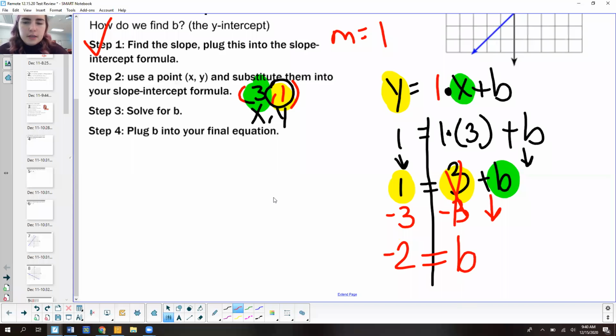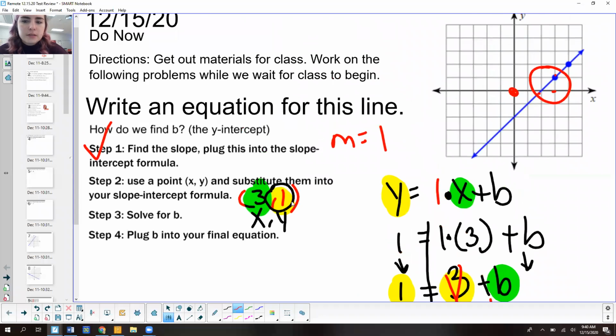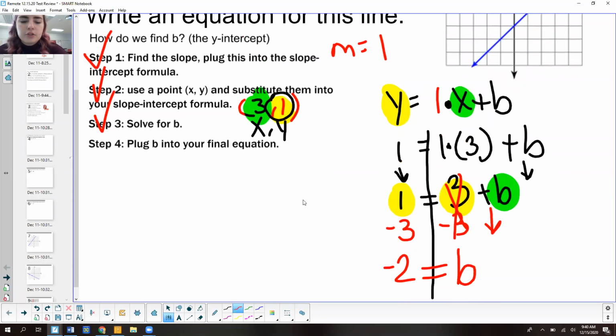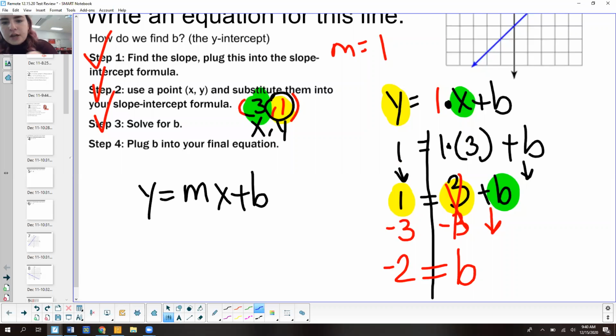This is probably the hardest thing we've learned all quarter, just because there are so many moving pieces and parts to it. So we used our point, we solved for b. Now we're going to plug b into our final equation. Remember, we had y equals mx plus b. Go ahead and type in the chat. We have our slope, we have our b.